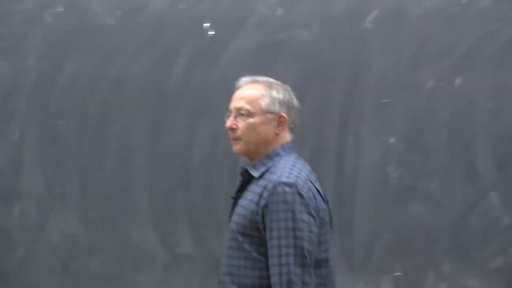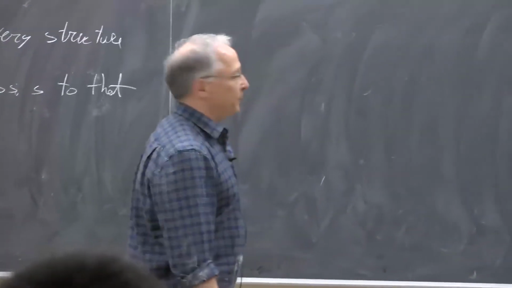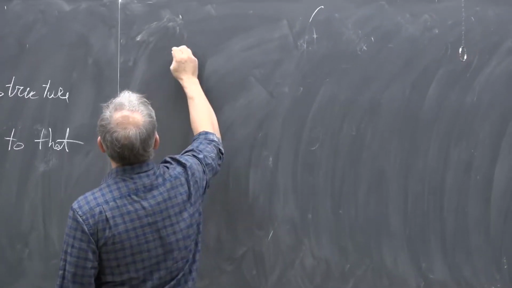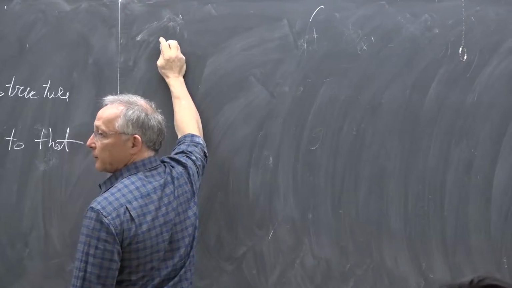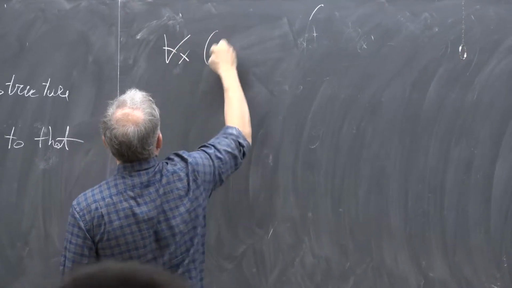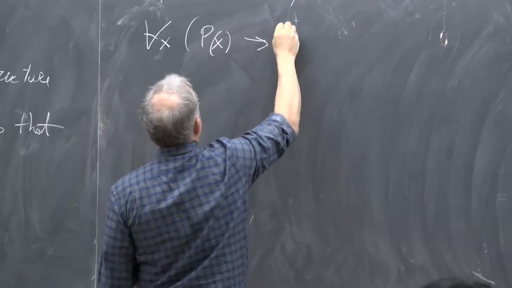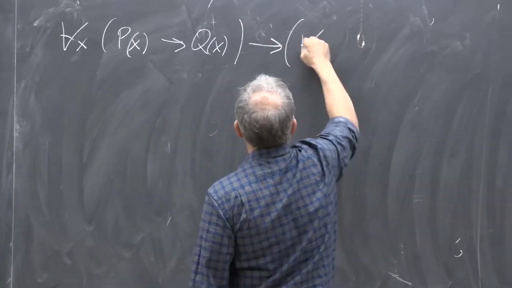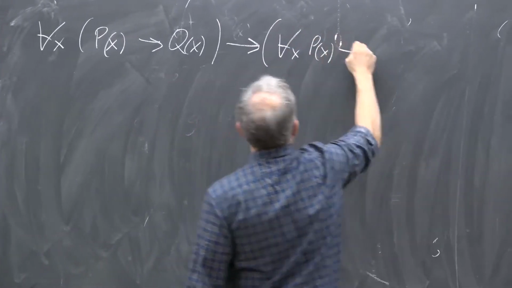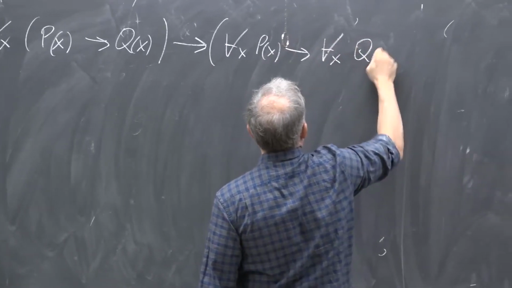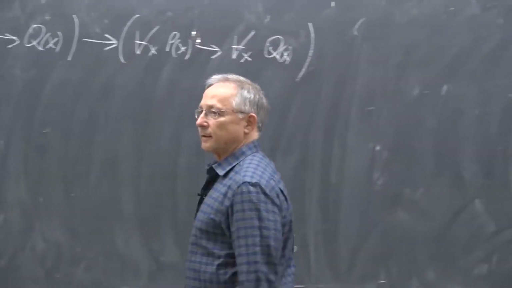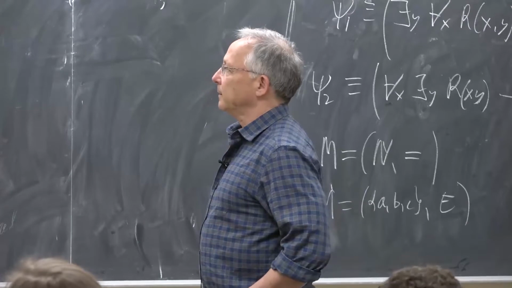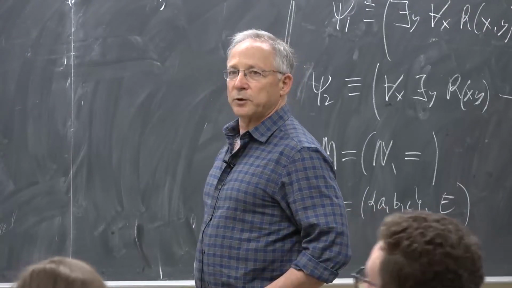So let me give you another example, and you will tell me if it is a logical truth or not. So here is another example. Let us consider the formula as follows. For every x, P of x implies Q of x, arrows, for every x P of x, arrows, for every x Q of x. So what do you think about this formula? Is it a logical truth or not?